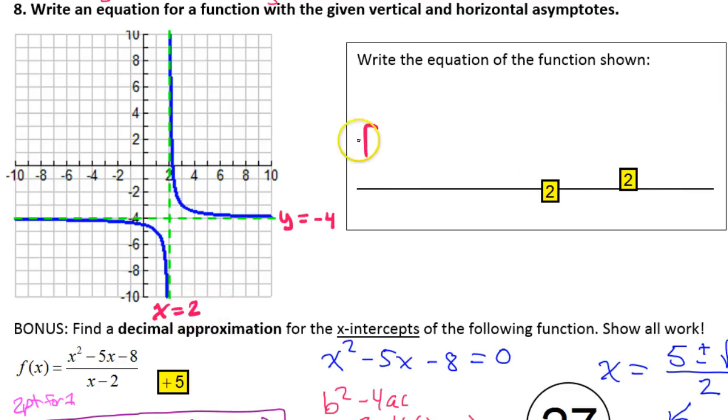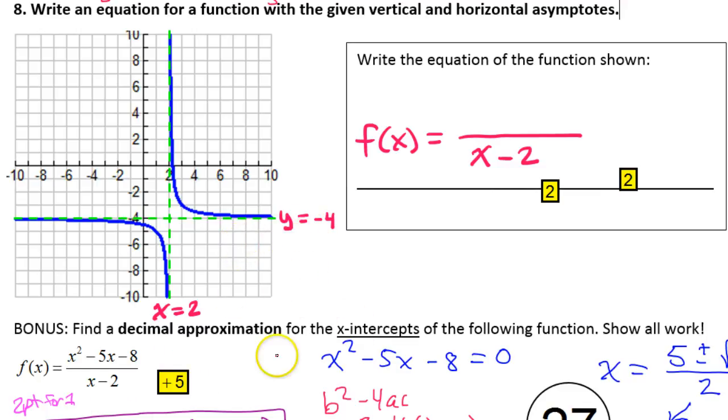So we need a function that has a denominator that would give a vertical asymptote of x equals 2. Now, a vertical asymptote of x equals 2 would come from a denominator of x minus 2, because of the way you set this equal to 0 and solve in order to actually get the vertical asymptote. All right, so the denominator needs to be something like x minus 2. Now, meanwhile, we have a horizontal asymptote of negative 4.